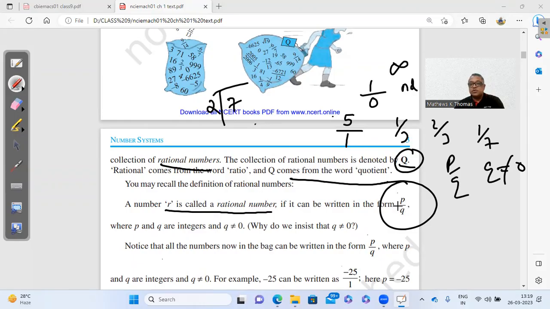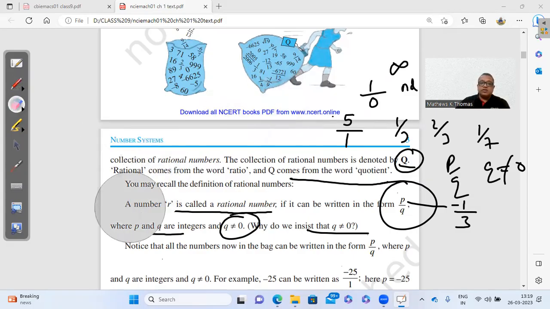As I said, it is represented in the form of P by Q, where P and Q are integers. Just now we understood what integers are. If P and Q are integers, that is, numerator P is any integer, -1 let's say, and Q is 3, it should not be 0. That's it. Denominator should not be 0. Why are we insisting that Q should not be 0? I just now explained, because any number divided by 0 is not defined. So this is the meaning of a rational number.